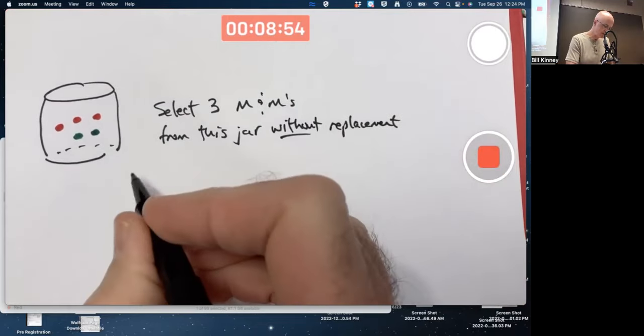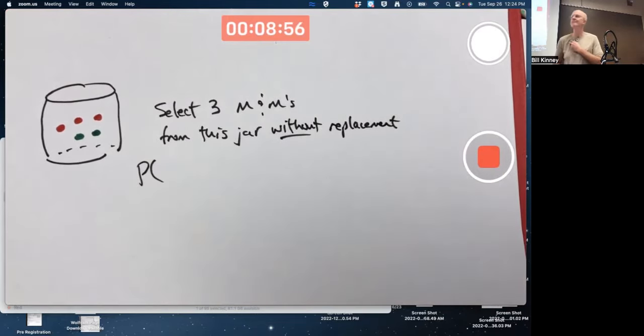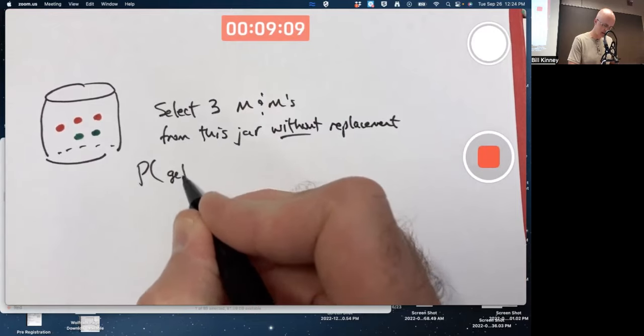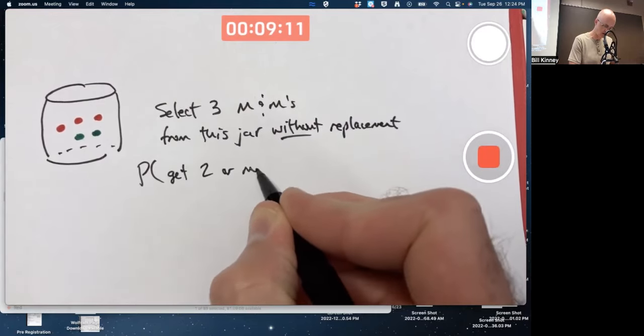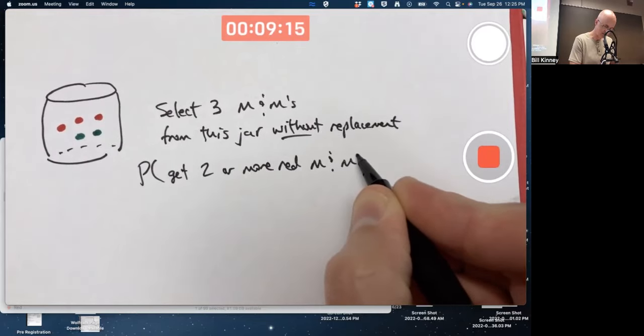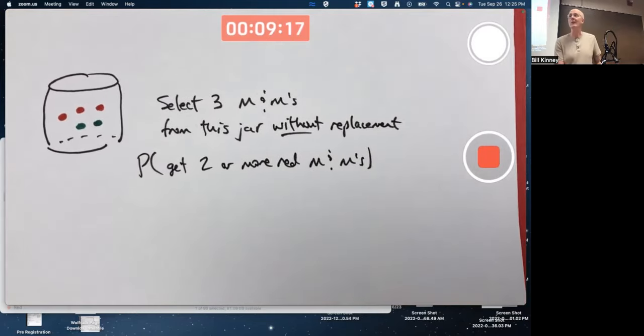And you're wondering, what is the probability? Maybe you prefer red to green M&Ms. What's the probability that in those 3 choices you get 2 or more red M&Ms? What is that probability?